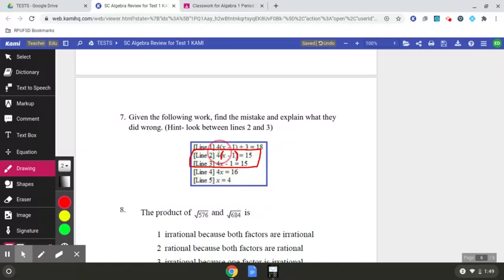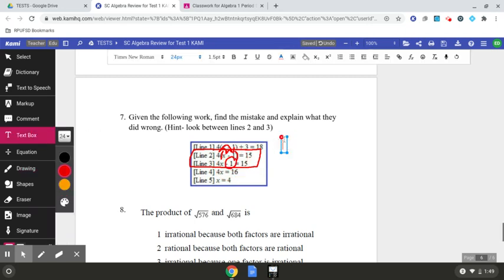So if we took that 4 and we distributed it, we would do 4 times x, which is 4x. And then if I did 4 times a -1, I should have gotten a -4 here. So what did they do incorrectly? They did not distribute to both the terms in the parentheses. And that's their mistake. You have to distribute to all terms inside the parentheses.